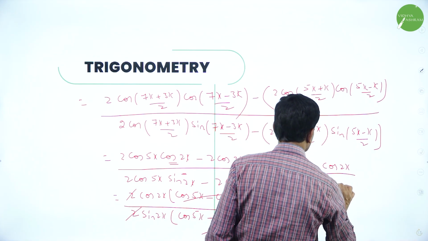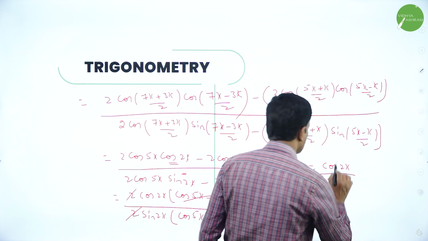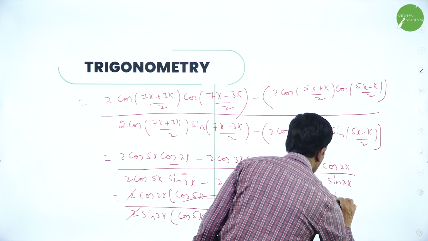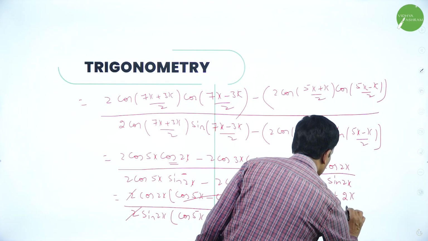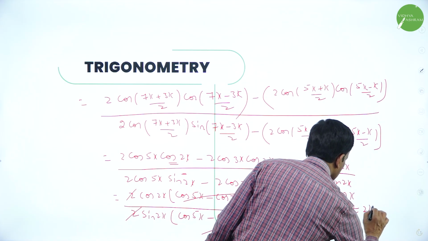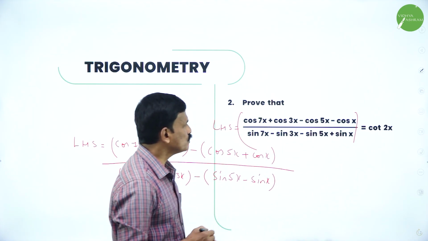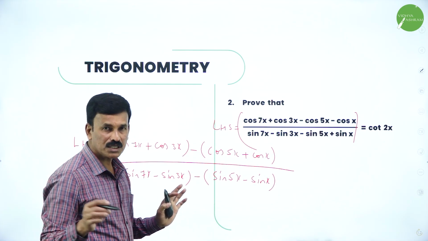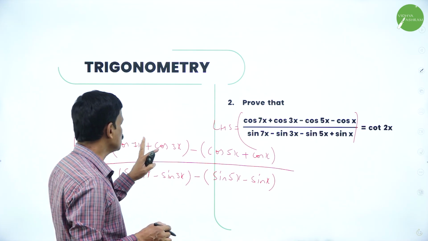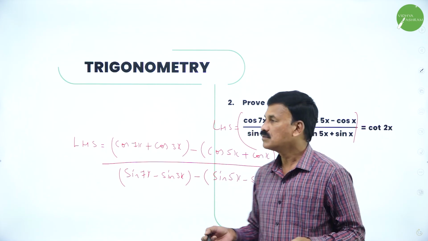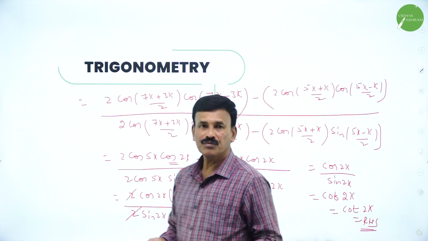Now what is cos by sin? Cos by sin is cot 2x. So the required answer is cot 2x, which is the required answer. So what is to prove? Cot 2x. That's it. The formulas which we are using in this problem are cos c plus cos d and sin c minus sin d. That's all. This is very important for a 5 marks. So this is a 5 marker question.